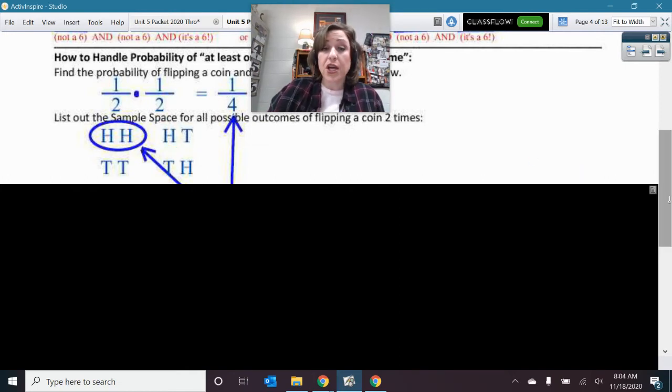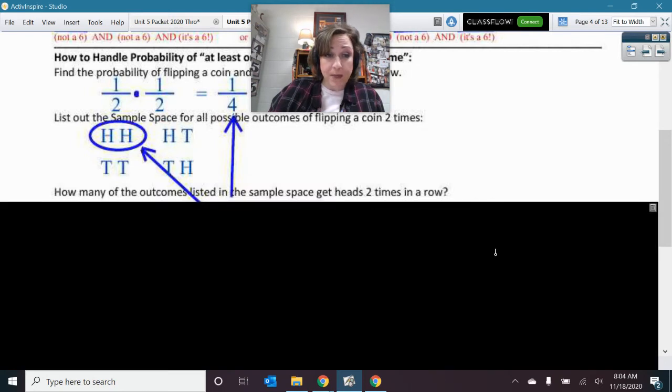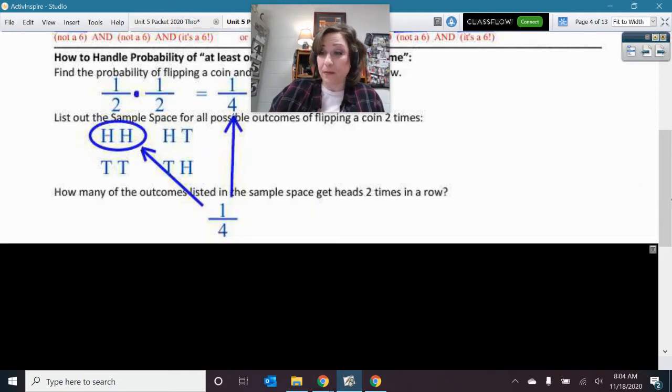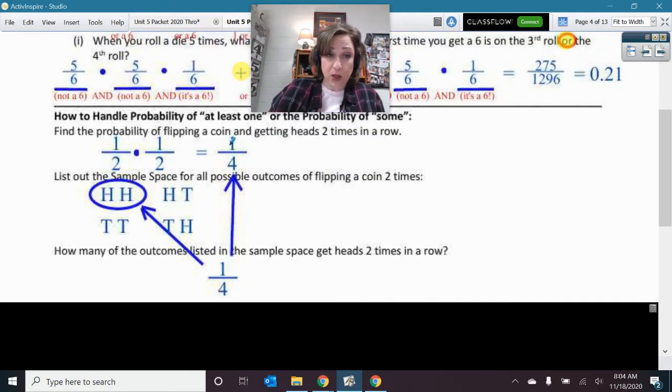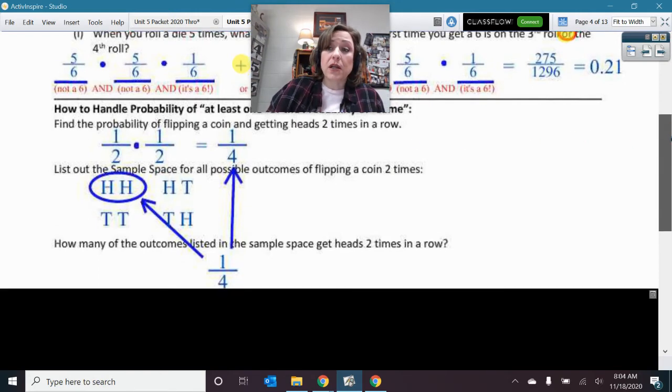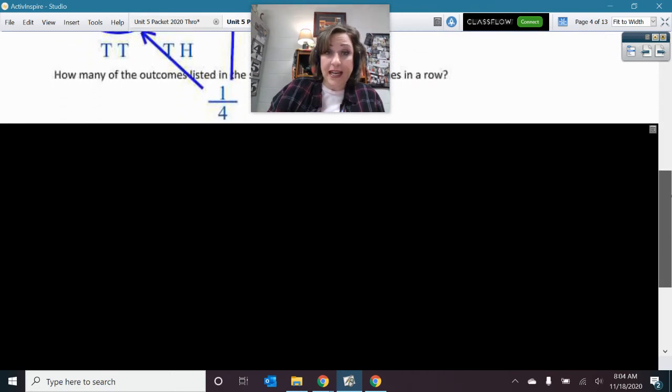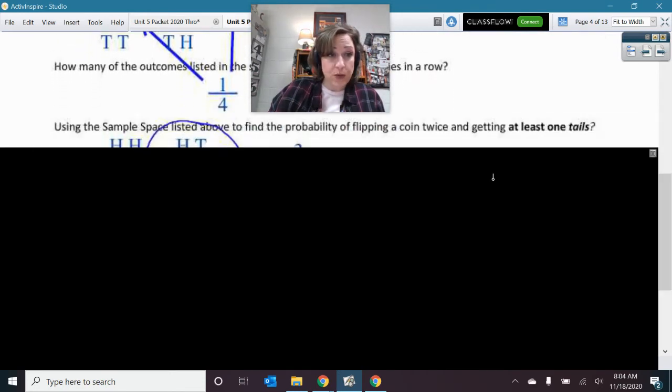All right. So look at what has happened. Of this sample space, what's the probability of getting heads twice in a row? 1 out of 4 possible items in the sample space. So that was the same as when we had done this computing up here. All right. So that idea we're going to carry over into this next one.